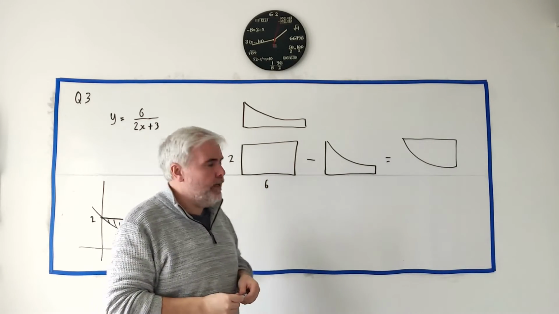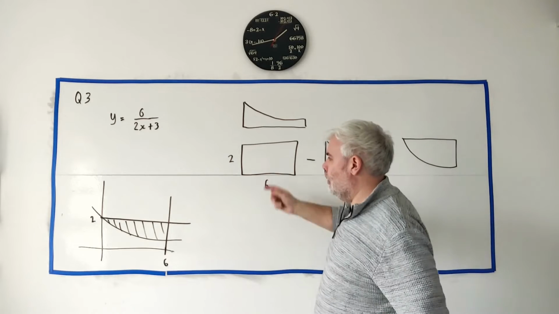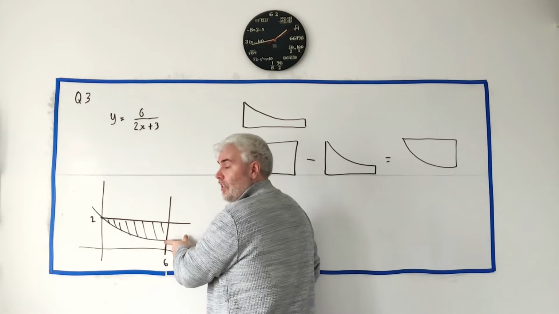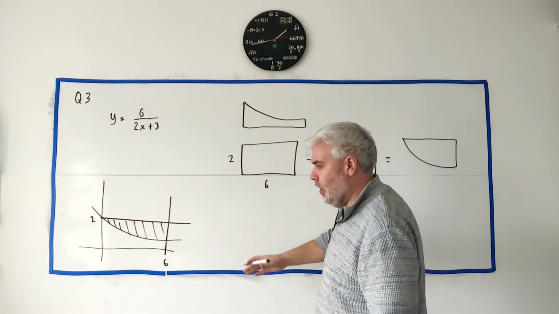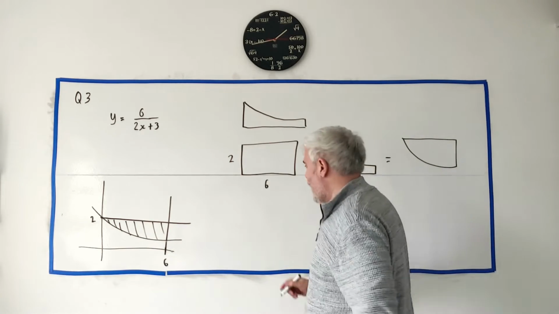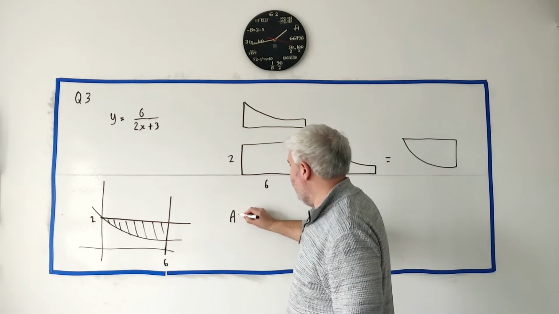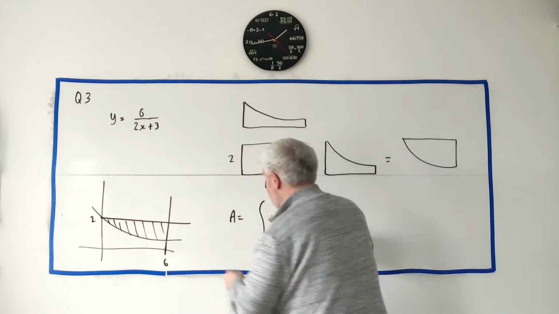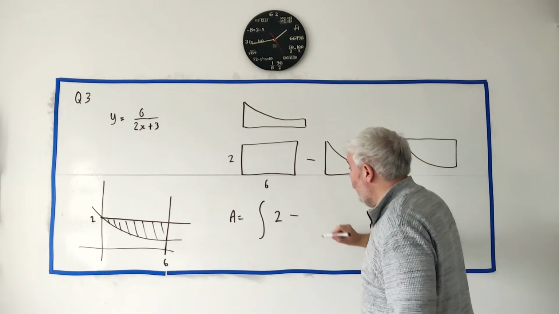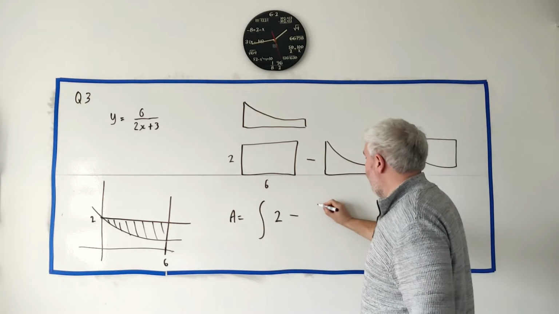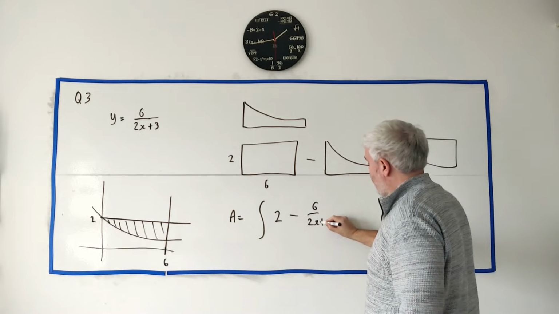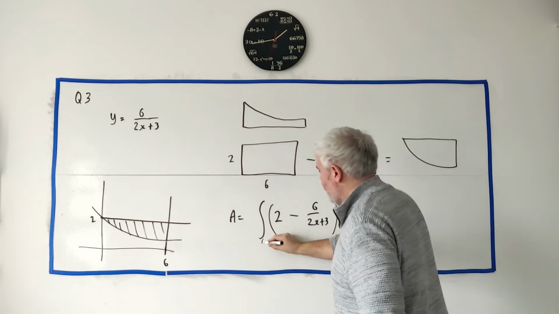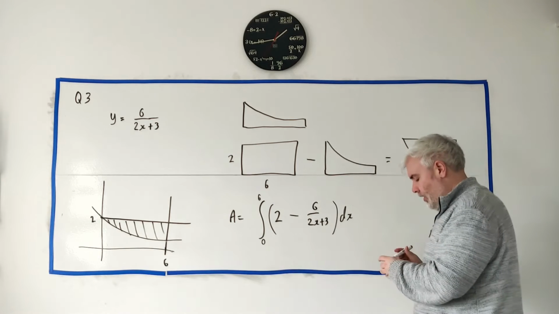Some of you might be thinking, oh, we don't need to do a box or anything. We could just integrate underneath this line and above this curve, and that's fine as well. Let me just write what that would look like, and then I'm going to do it this way. So you could do as an answer, the area is equal to the integral below the line y equals 2, and above minus above 6 over 2x plus 3. And that would be the answer. Go ahead and integrate this between 0 and 6, and that's going to give you the answer.